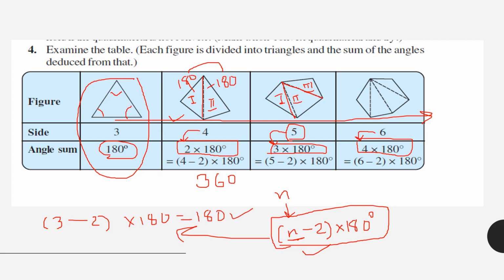Let's take this pentagon. For pentagon, n equals how much? 5. So 5 minus 2 into 180 will come as 3 into 180, that is 540 degrees, which is also correct. So we can use this formula everywhere, whenever we get a polygon, to find the sum of interior angles of any polygon. Got it?